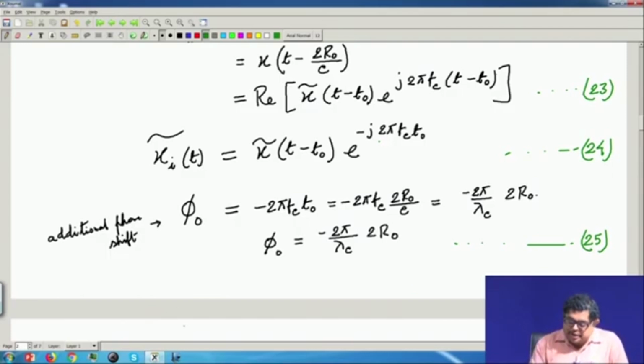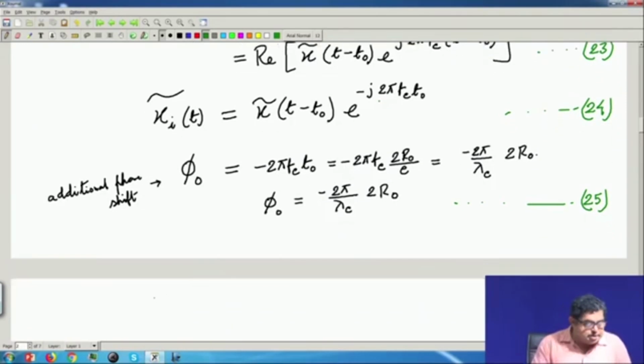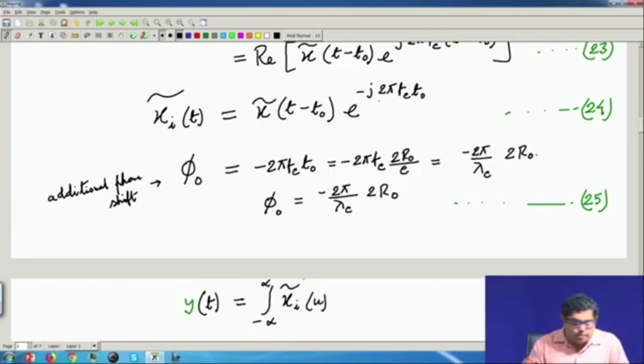So, let us go to the next page. The match filter output is always y of t equal to the integral from minus infinity to infinity of x I of u, and this is also the complex envelope of the match filter output, times h of t minus u du. So, this is from equation 19.